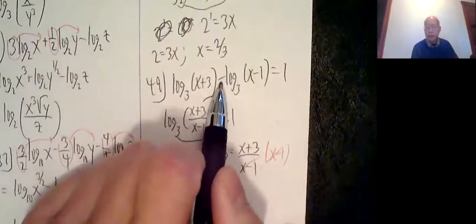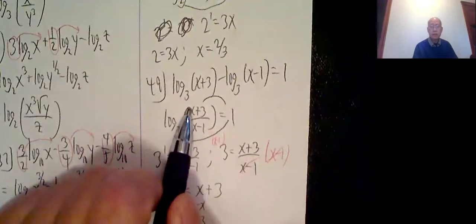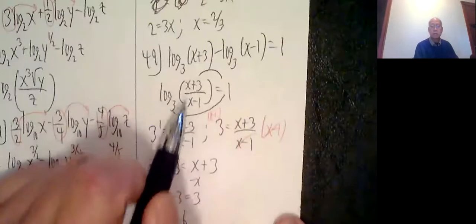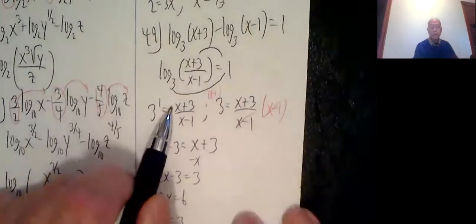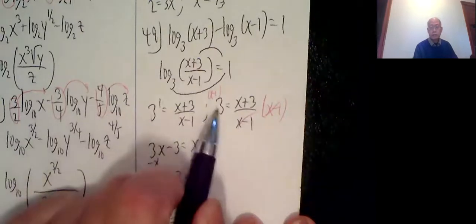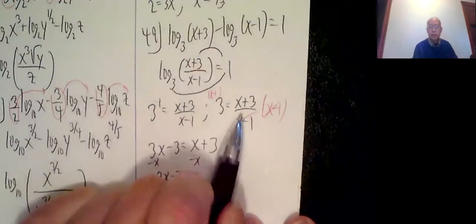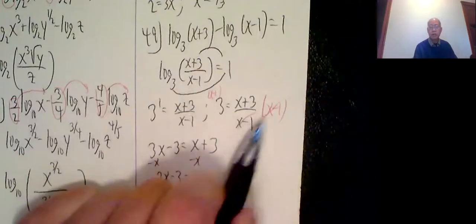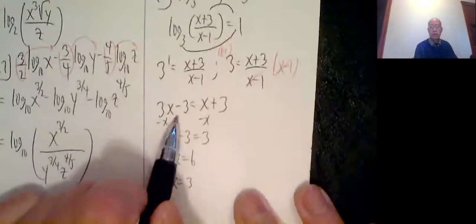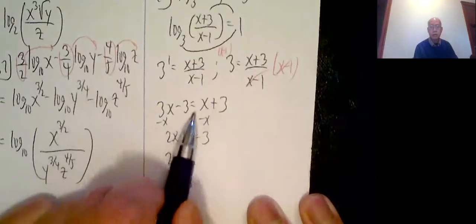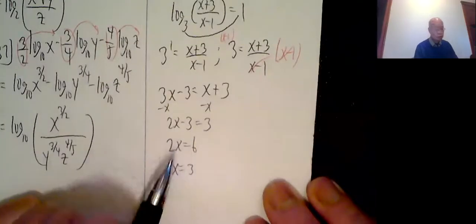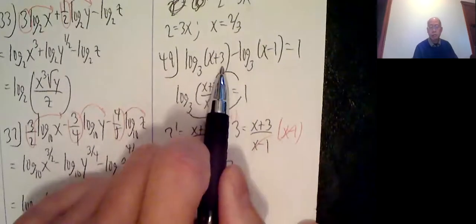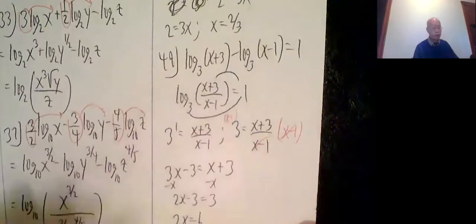Okay, 49. There's a minus here, so that means I'm going to divide. Log base 3 of x plus 3 over x minus 1 equals 1. Unscramble it. 3 raised to the 1 comes back in for the result. So 3 to the first is x plus 3 over x minus 1. This is 3. 3 equals this fraction. I don't like the fraction. Multiply both sides by x minus 1. So that cancels out. 3 times x minus 1 is 3x minus 3 equals x plus 3. Subtract x on both sides. 2x minus 3 equals 3. Add 3. 2x equals 6. So x equals 3. Double check, if I plug in 3 here and I plug in 3 here, I'm good. I'm only taking the log of positive quantities, so we'll be fine.